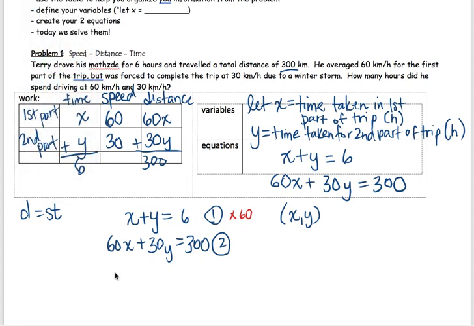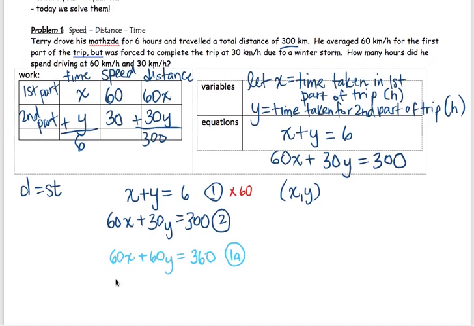Number one is going to become 60x plus 60y. Remember to multiply everybody by 60. Everyone always forgets this last one here, the 6 here at the end. All right, so we're going to now rewrite the other one. I'm going to call this one 1a now, because it's a different version of 1, but it's still the same as 1. It's just been multiplied up.